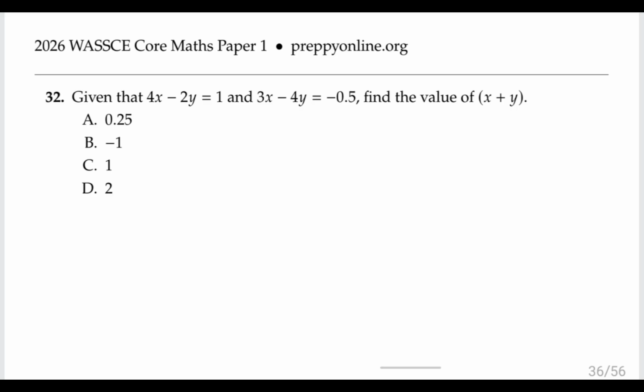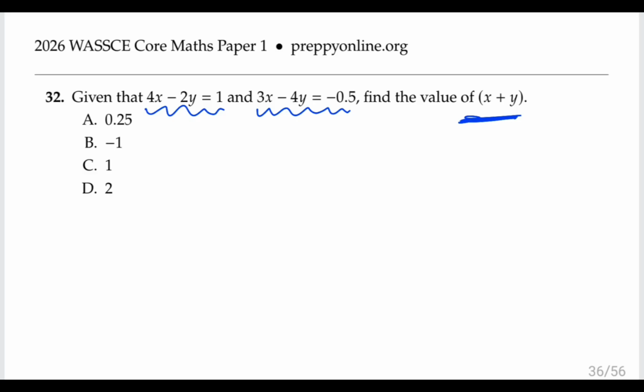Question 32. Given that 4x minus 2y equals 1 and 3x minus 4y equals minus 0.5, find the value of x plus y. When we're asked to find the value of x plus y, normally we want to see if we can manipulate these two equations, or find a way of adding or subtracting them in some way to immediately give us x plus y.